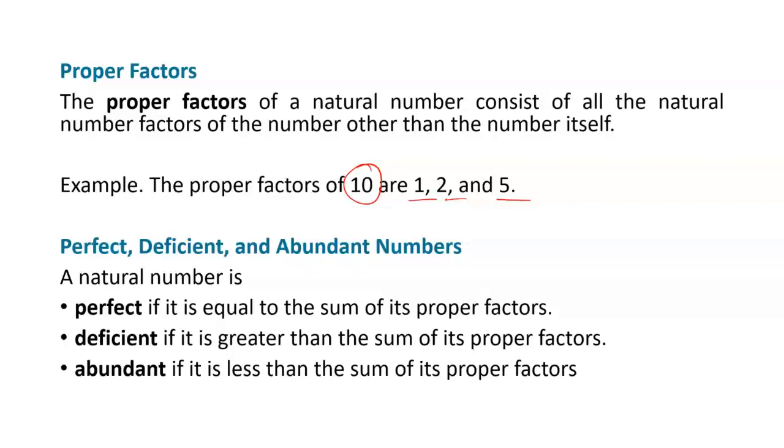Now, based on the proper factors, we're going to classify the numbers as perfect, deficient, and abundant. It's going to be called perfect if the number is equal to the sum of its proper factors. It's going to be called deficient if the number is greater than the sum of its proper factors, and it's going to be called abundant if the number is less than the sum of its proper factors.